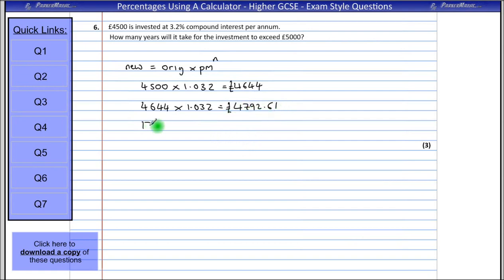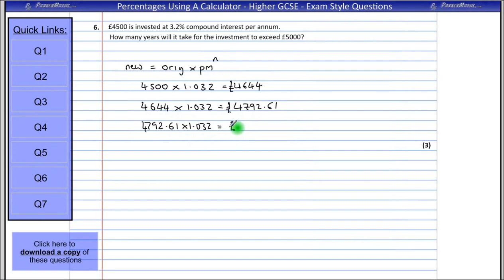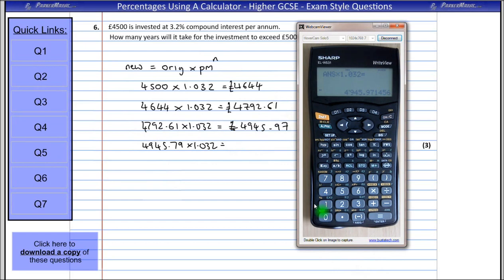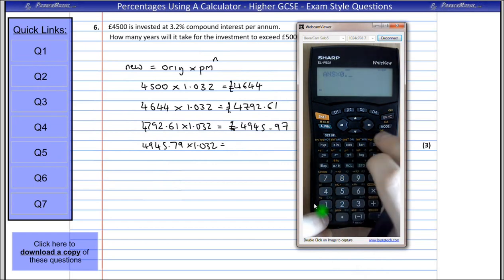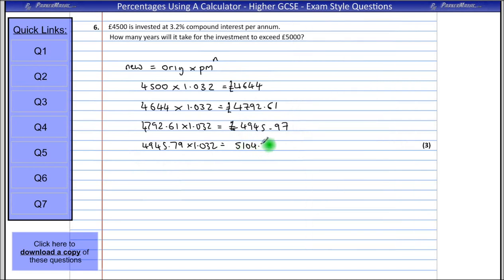Still not quite enough, so 4792.61 times 1.032 gives us 4945. Still not quite enough, so we'll do £4,945.97 times another 1.032. And it should be pretty clear that it's going to make it this time, but we'll check anyway. Times 1.032, and I get £5,104.24. So my amount has now exceeded £5,000. So this bit here was the first year, that was 2 years, 3 years, so it took 4 years. So the answer to the question is 4 years.